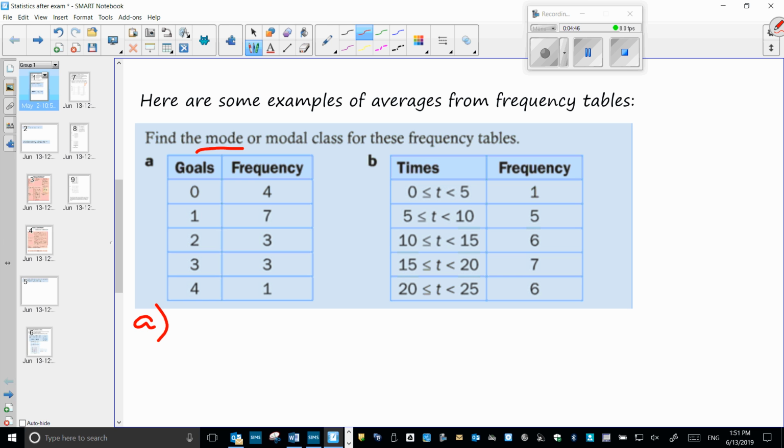This is good. This is why I want to do these kinds of things. You have to remember what this table is actually summarizing. This table is telling me that if we were to write out all of our data values, I would be writing 4 zeros, 7 ones, 3 twos, 3 threes, and 1 four. Yes, that's what that table is telling me. Which means that my most frequent number is 1. So my mode is 1 for this one, because it has the highest frequency.